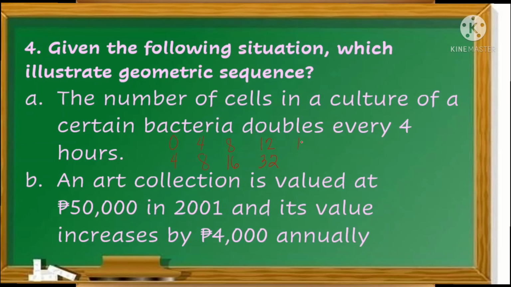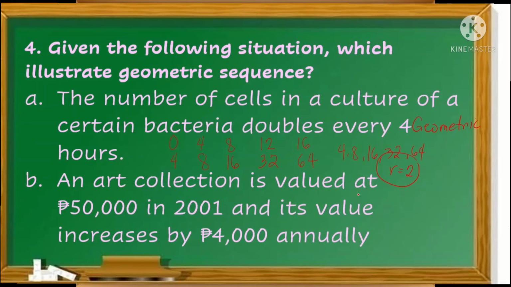And then after 16 hours, the bacteria will become 64. So 4, 8, 16, 32, and 64. So the common ratio will be 2, since 8 divided by 4 is 2, 16 divided by 8 is 2. So this is an example of a geometric sequence.